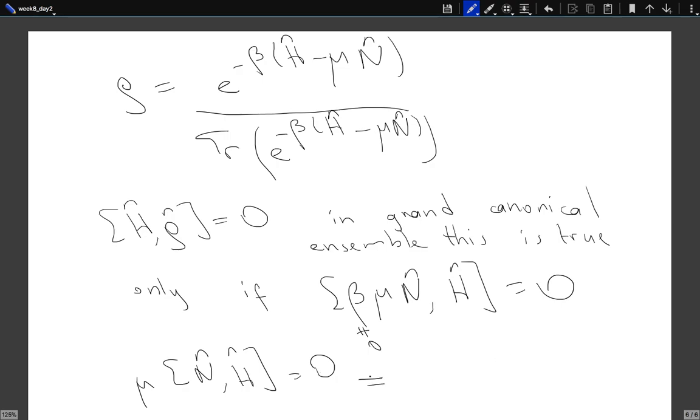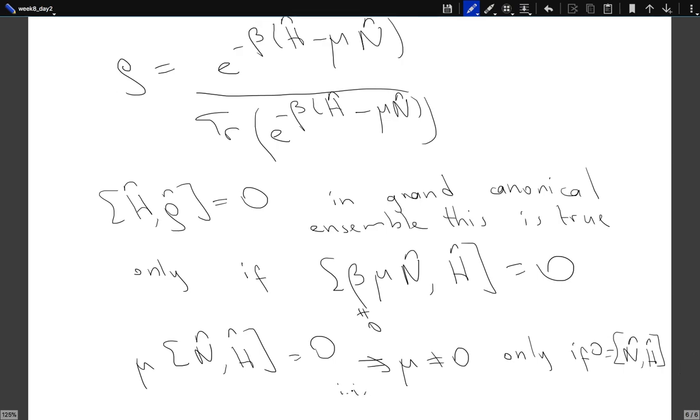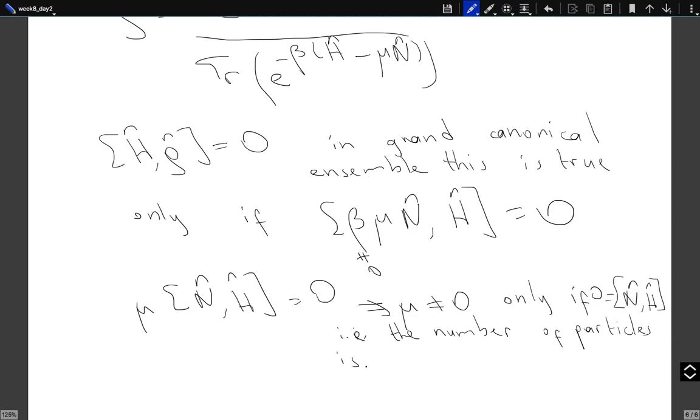This basically implies that mu can be non-zero only if this commutator is 0. That is, the number of particles is conserved. Only if the number of particles is conserved, mu can be non-zero. Well, that kind of makes sense. If you remember why we introduced mu to start with, we said that the average number of particles should be fixed. But if the number of particles is not conserved in a given system, then you don't need to have an average number of particles. If you change your system, the number of particles can change.